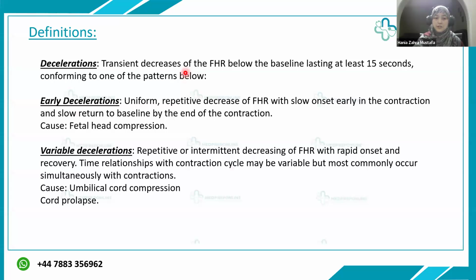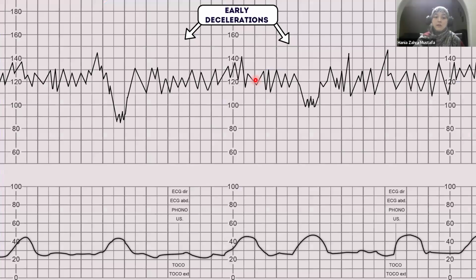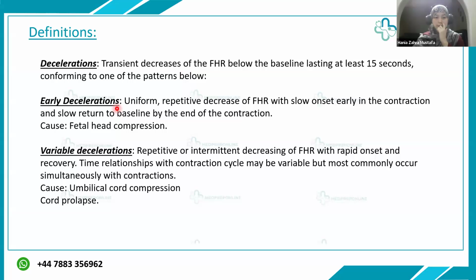Now coming to the decelerations. Like the accelerations, the decelerations are decreases in the fetal heart rate of more than 15 beats per minute and for more than 15 seconds. Okay, now there are many different types of decelerations.